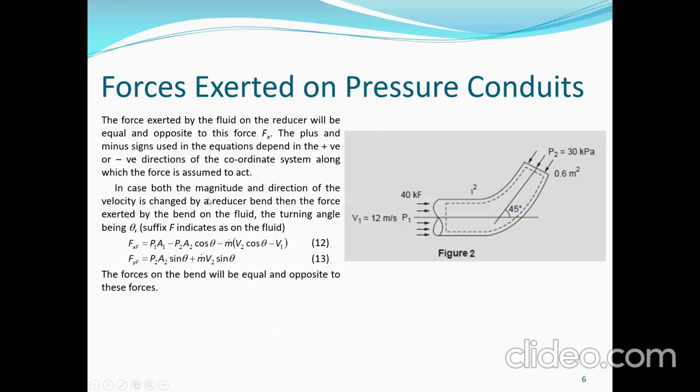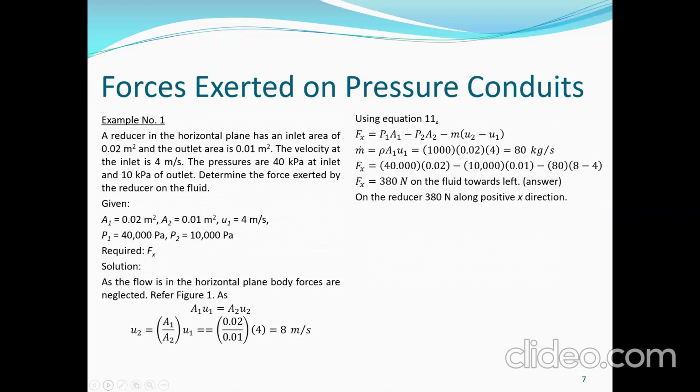In case both the magnitude and direction of the velocity is changed by a reducer bend. Bend to na nag-reduce. Okay. Then the force exerted by the bend on the fluid, the turning angle being theta. The suffix F indicates as on the fluid. Sabi itong F na to, sa fluid. Ito kita yung sa loob na kinoconsider nating control volume. So, let theta is 45. Sa example kasi to. So, the forces on the bend will be equal and opposite to these forces.